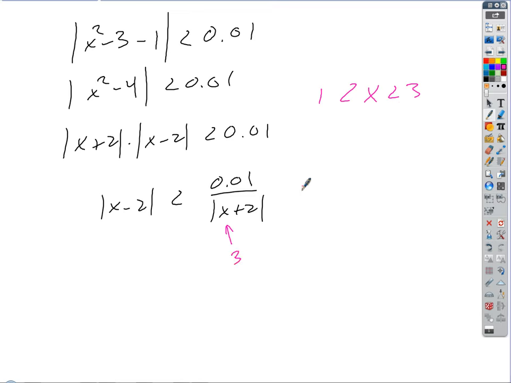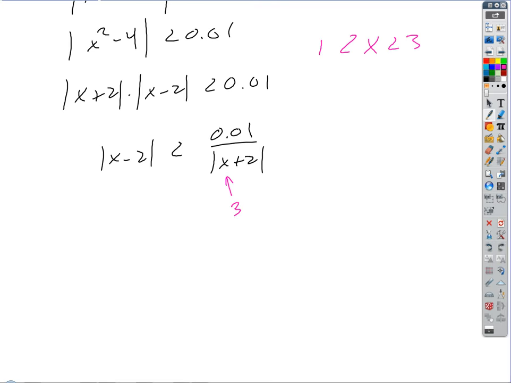So that's going to give me the answer. Then the absolute value of x minus 2 is less than 0.01 over 5, right? Which is the same thing as 0.002, right? Which is the answer they got. Yeah. Okay, there are an infinite number of answers that are fine.